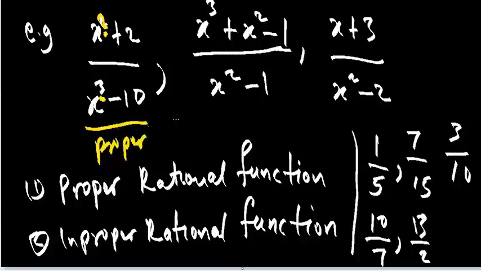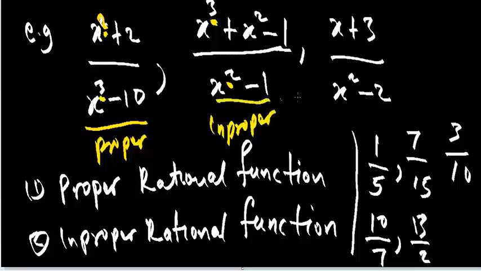If we come to the second one, the highest degree of the numerator is 3. Then the highest degree of the denominator is 2. We see that 3 is greater than 2, which means that the numerator is greater than the denominator. And since the numerator is greater than the denominator, this is an improper rational function.